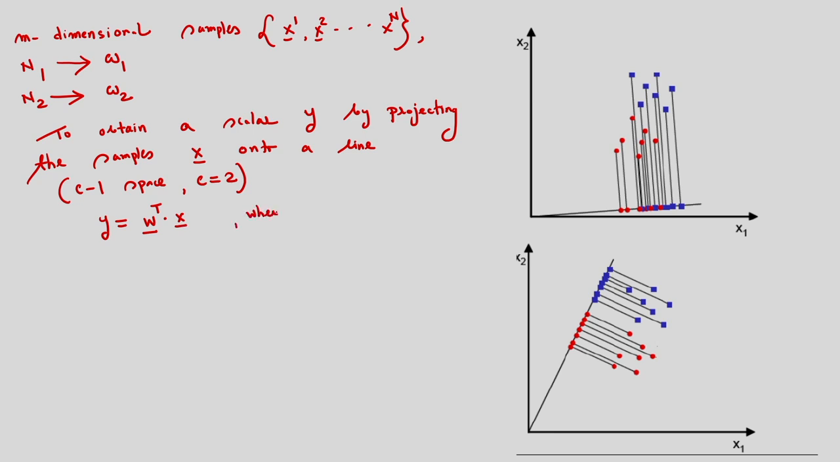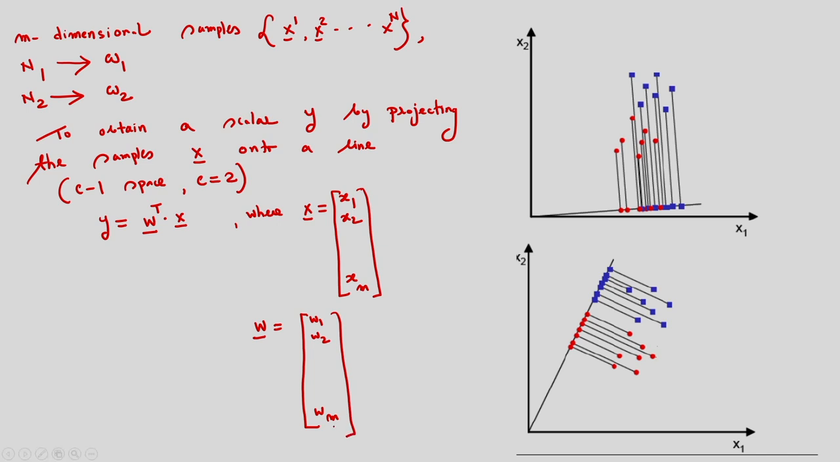Here x is the input vector, and these are the components of the vector x1, x2 up to xm. What is the weight vector? w is the weight vector, and these are the coefficients w1, w2 up to wm. So I have this transformation, that means I am doing the projection, that is nothing but the dot product. W is the projection vector, or I can say the weight vector or the projection vector, and that is used to project x to y.